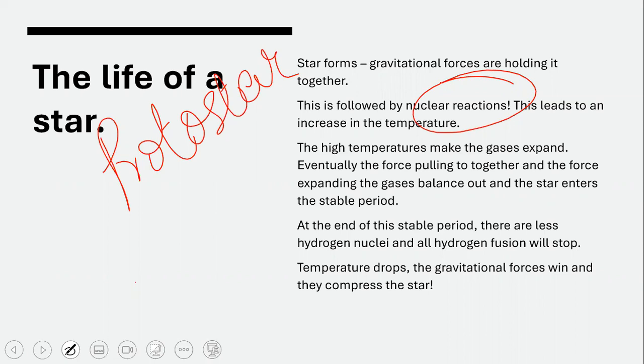Now, the gravitational force is pulling the gases inwards. The high temperature is pulling the gases outwards. Eventually, the forces will balance each other out. Eventually, the expansion is going to become equal to the compression. The expansion because of the high temperature and the compression because of the gravitational forces are going to balance each other out, and your star is going to turn into a stable star.